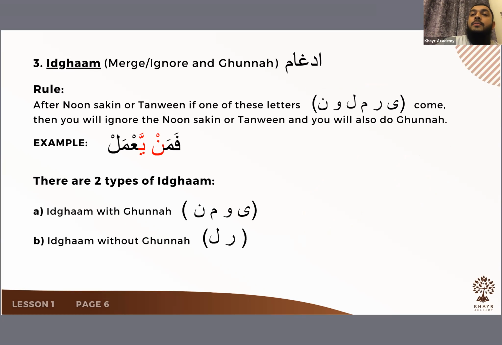Okay. So what happens if one of these letters come after Nun Sakin or Tanween? Then you will ignore the Nun Sakin, or if it comes after Tanween, we will ignore the Tanween, and then number 2 we have to do Gunna. Okay. So what's the example? Faman Ya'mal. Look at this example.